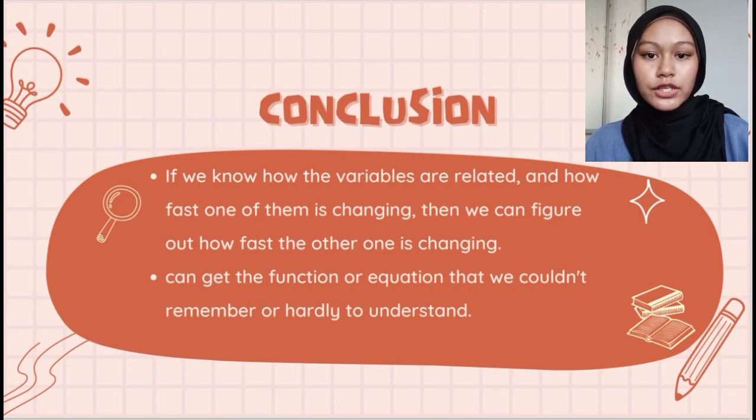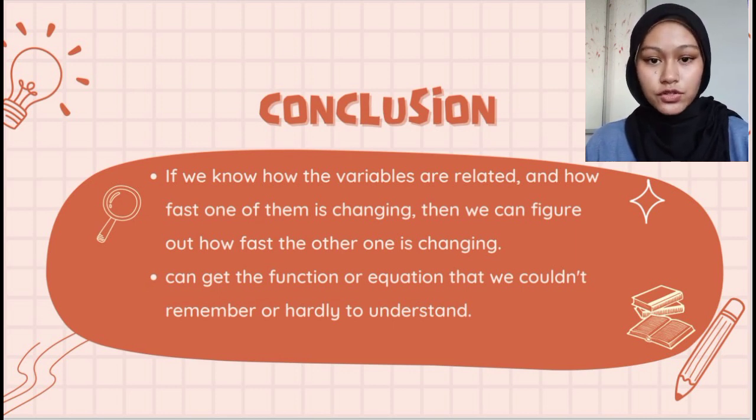So, the conclusion is that a related rate problem involves two or more variables that change at the same time, possibly at different rates. If we know how the variables are related and how fast one of them is changing, then we can figure out how fast the other one is changing. Other than that, related rate can give the function or equation that we could remember or find hard to understand. So, because of that, we need to learn the topic about application of differentiation in mathematics.